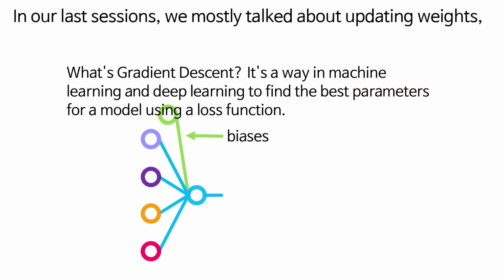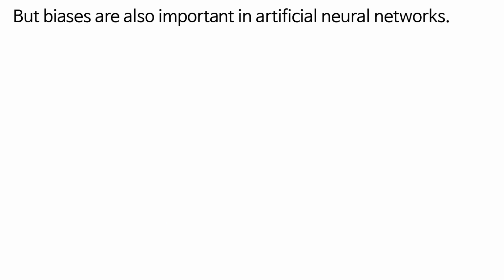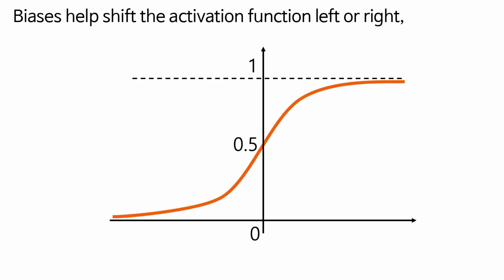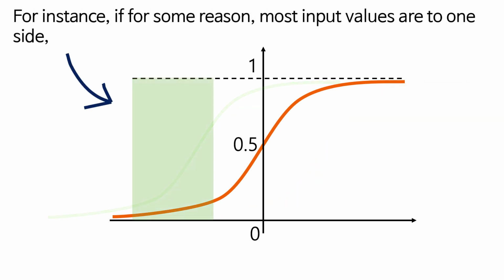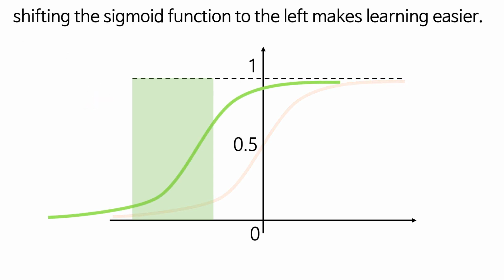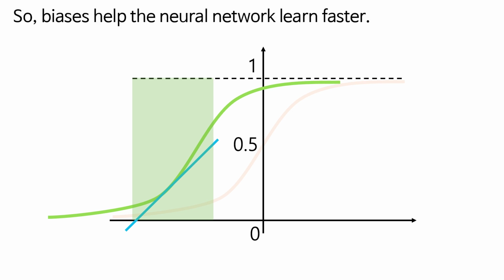In our last sessions, we mostly talked about updating weights. So we didn't cover biases. But biases are also important in artificial neural networks. Biases help shift the activation function left or right, helping the neural network learn faster. For instance, if for some reason most input values are to one side, shifting the sigmoid function to the left makes learning easier. This is because, as we saw in our last video, the curve becomes steeper. So, biases help the neural network learn faster.